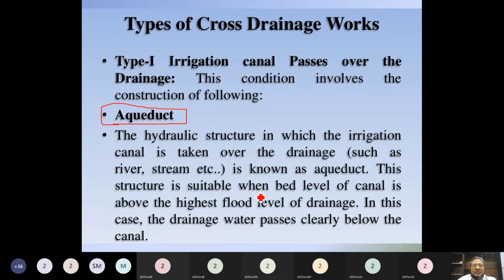Okay. Now the question is, when will we provide this structure? This structure is suitable when the bed level of the canal is above the highest flood level of the drainage. If this condition is satisfied, we have to provide an aqueduct. In this case, the drainage water passes clearly below the canal, so it has a free surface.